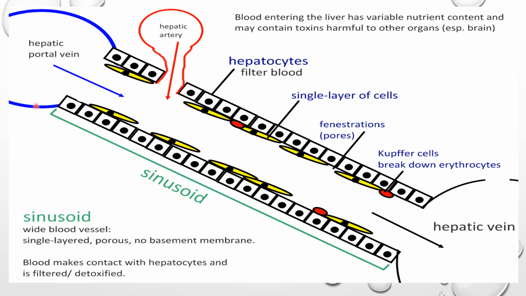So here is the portal vein, and along with the hepatic artery, it reaches the sinusoids. It is a wide blood vessel, and in the sinusoids it has the Kupffer cells. So they are the tissue macrophages, which are very important to detoxify the blood. If there is any microbe, these Kupffer cells are very important to filter the blood.